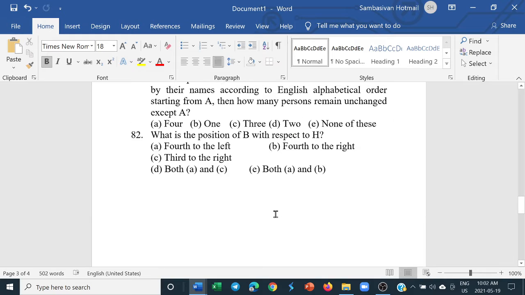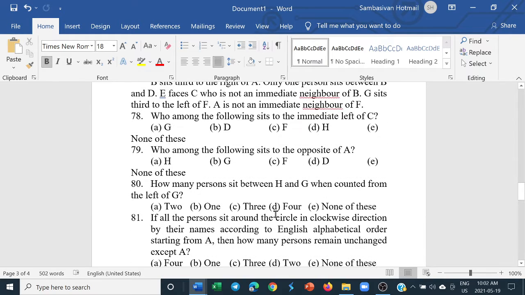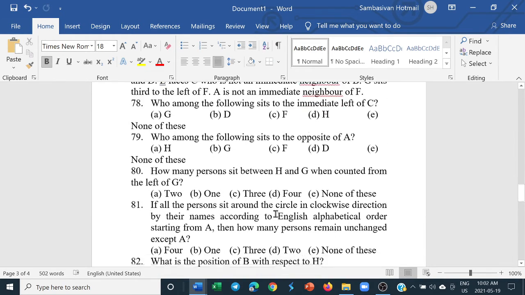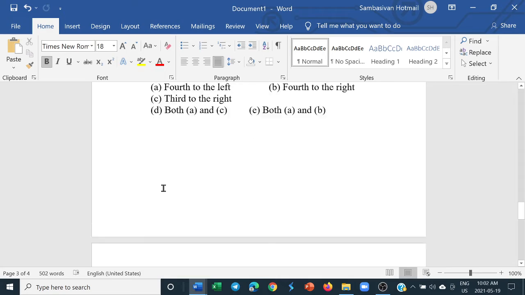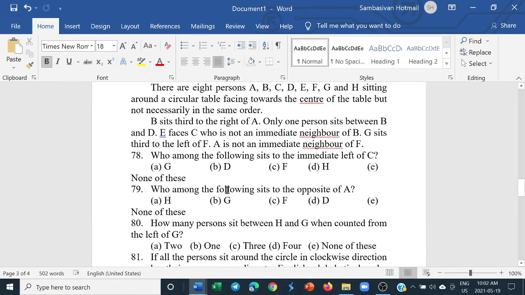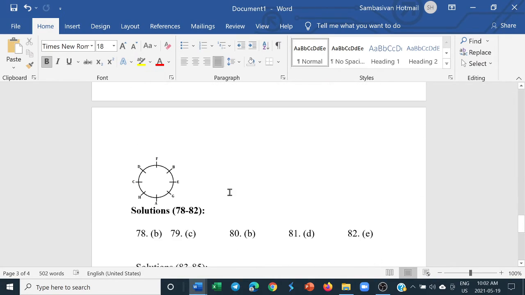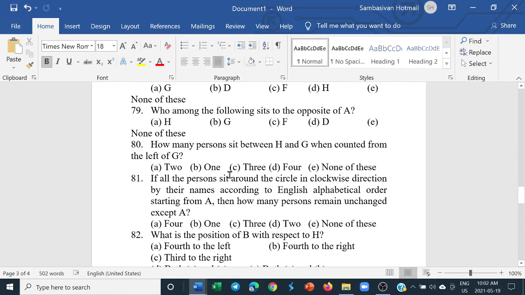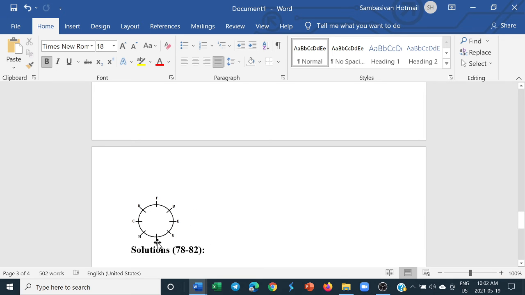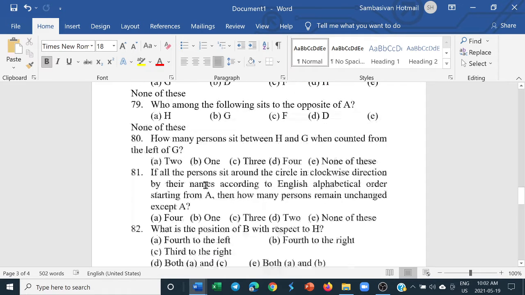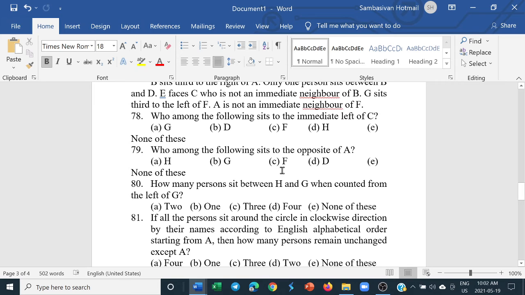Let us go to the question. Who among the following sits to the left of C? Left of C is D. That is D is sitting. The answer is B. Correct. 79. Who among the following sits opposite to A? F. F is answer choice C.